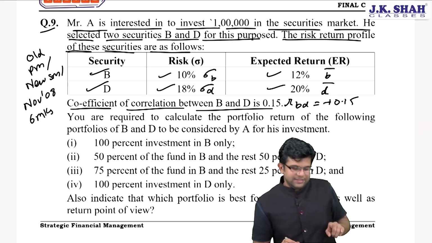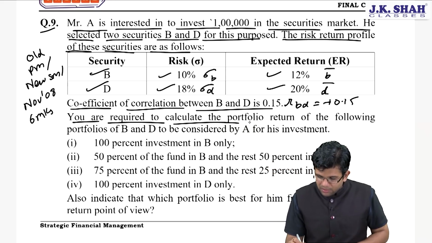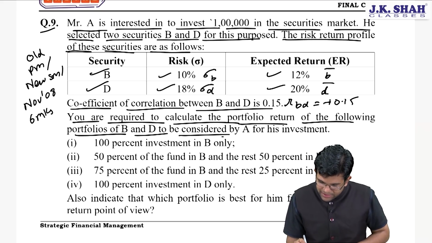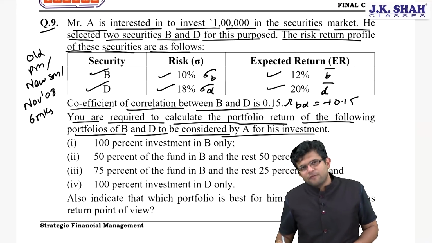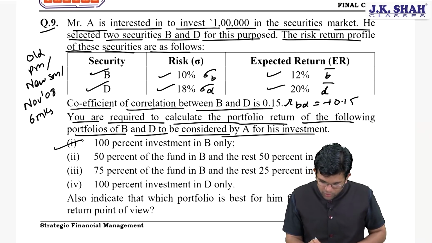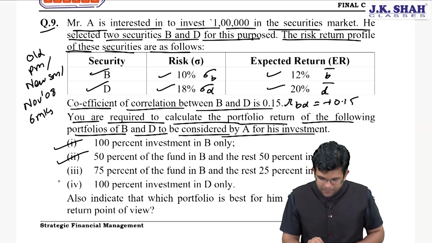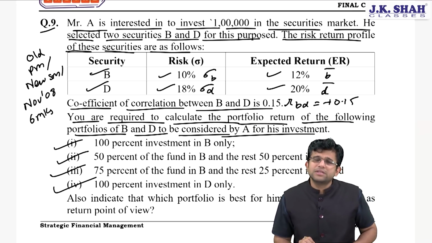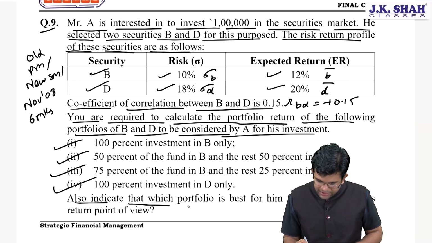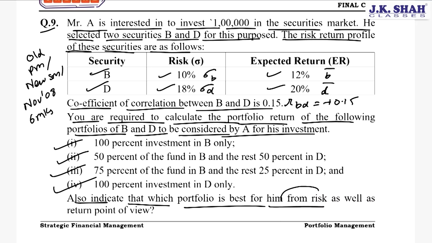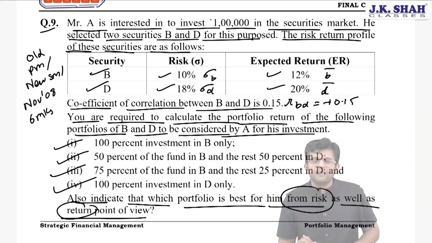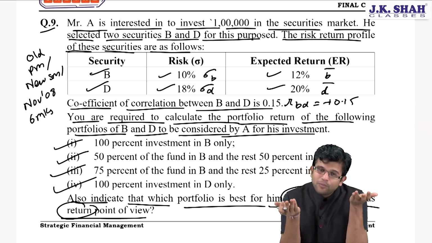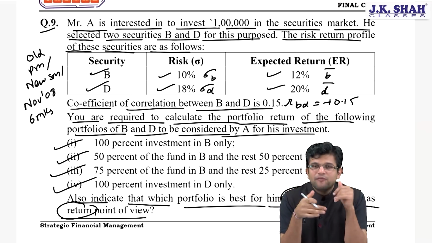Correct? Now they are saying you are required to calculate the portfolio return Rp of the following portfolios of B and D to be considered by A for his investment. So one portfolio is 100% investment in B, 50% B, 50% D, third is 75% B, 25% D, and the fourth is 100% D. Also indicate which portfolio is best for him from risk as well as return point of view, which means students, what you have to do, you have to calculate Rp for all 4 portfolios and obviously sigma P for all portfolios.